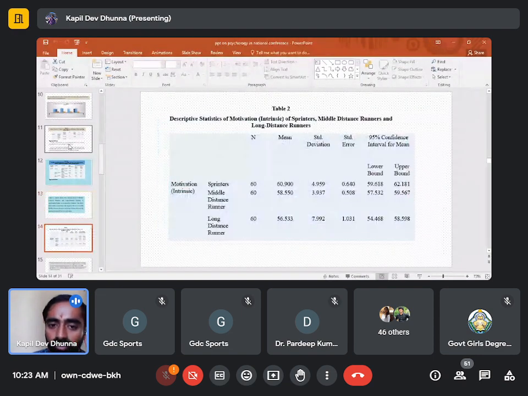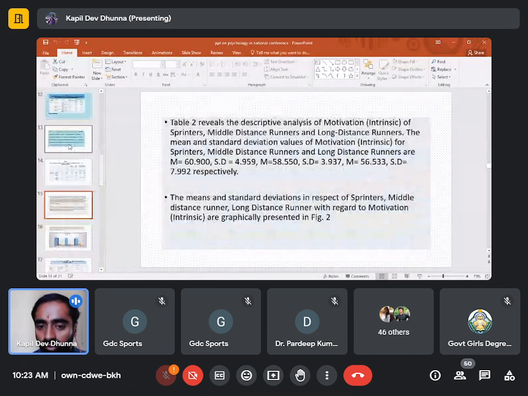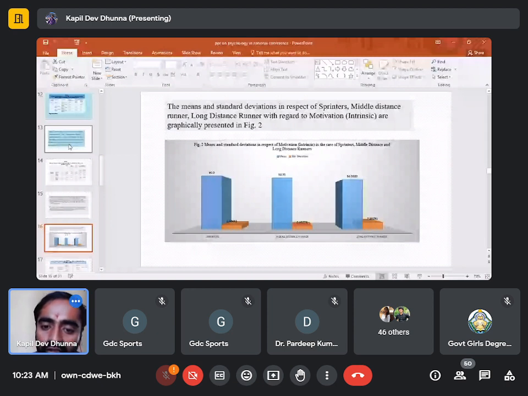This is table number 2, motivation, intrinsic motivation with respect to middle distance runner, sprinter and long distance runner. You can see the mean and standard deviation. This is the graphical representation of all the three categories. You can see the difference between mean and standard deviation.